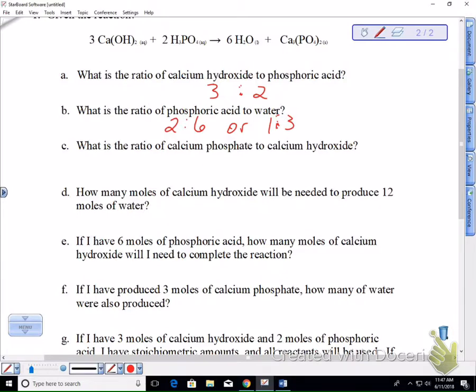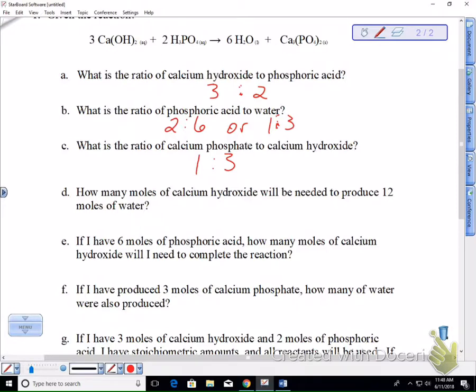So that's now a product to a reactant. It is 1-to-3. All right, so that's just finding the ratios. These ratios will end up becoming our conversion factors when we do our dimensional analysis part of stoichiometry.